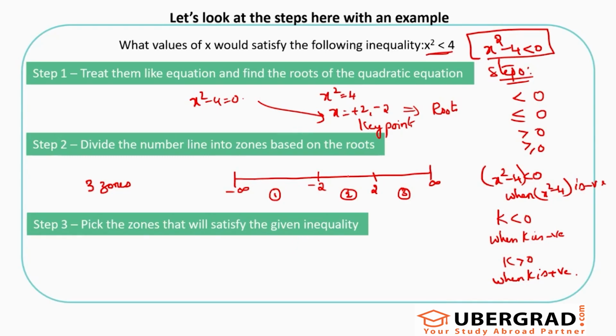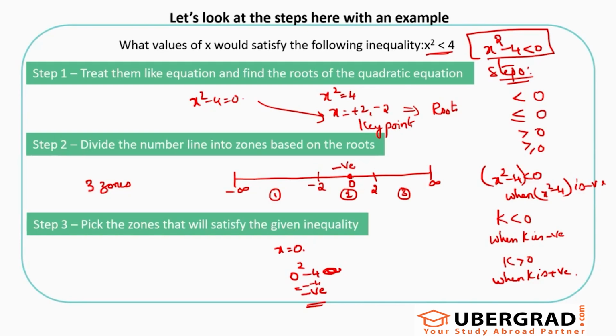I'll pick a value here, 0. So 0 is between minus 2 to 2, right? Let's take x equals 0. What do I get? 0 square minus 4, which is minus 4. So that is negative. That means this entire zone will be negative. That is, x square minus 4 will be negative for all these values.